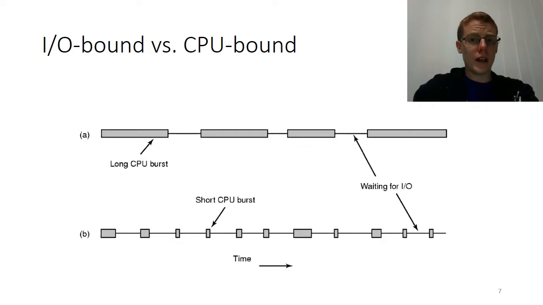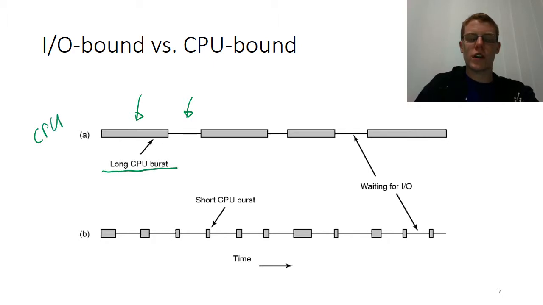A CPU-bound process is one which spends most of its time doing computation on the CPU. So in these diagrams here, these little grey boxes are referencing time when that particular process is utilizing the CPU, and we'll talk about these gaps here as being time when the process is blocked waiting for some I/O to happen. So in the first case, we've got a CPU-bound process.